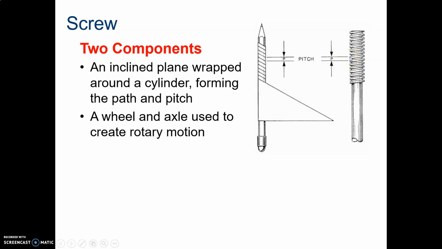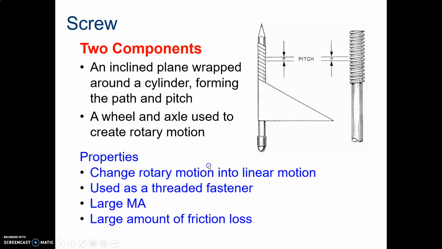And so that stays consistent all the way through. So the distance between any two threads is the pitch. Some properties of the screw: it changes rotary motion into linear motion. So we're going to turn it, but we're really trying to get it to go either vertically or horizontally when we're screwing something in. It's used as a threaded fastener, so once it's in there, it's not coming out because it's threaded down into that wood.